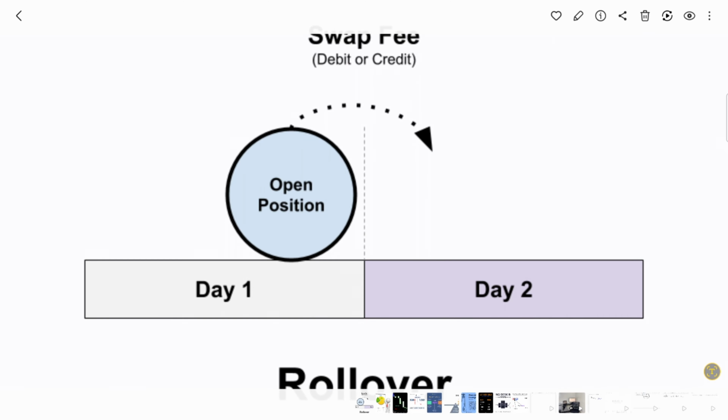Let's talk about swap. There are actually different types of traders. We have traders that hold trades for long. We have traders that hold trades for a short period of time. But swap is the fee that the broker will charge you for holding a trade overnight, for carrying that trade from one session to another, from one trading day to another. They're going to charge you a fee.